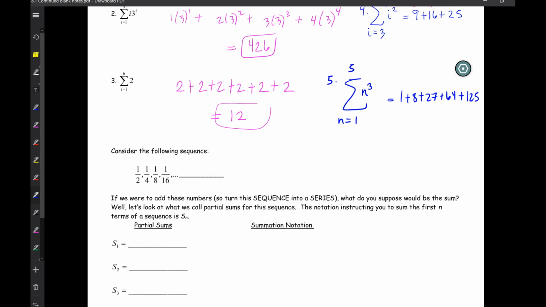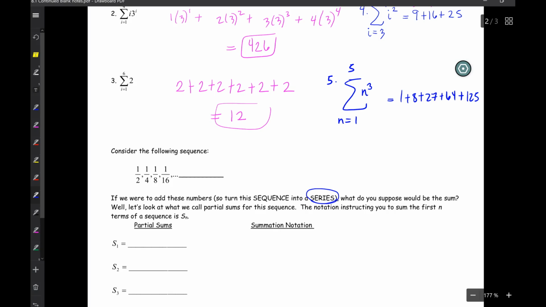Okay, let's consider then, what about the next sequence that's given to you? 1/2 plus 1/4 plus 1/8 plus 1/16. If we were to add these numbers, notice the dot, dot, dot means that the sequence is continuing forever and ever. If we were to turn this sequence into a series, remember that's adding the numbers together, what do you suppose would be the sum?